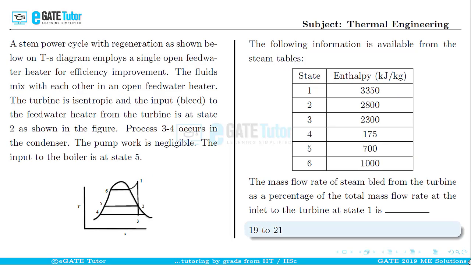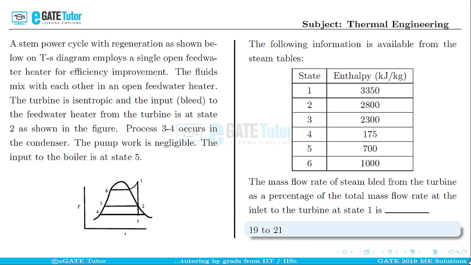This question is from thermal engineering for 2 marks. A steam power cycle with regeneration as shown below on a TS diagram employs a single open feed water heater for efficiency improvement. The fluids mix with each other in an open feed water heater. The turbine is isentropic and the input bleed to the feed water heater from the turbine is at state 2 as shown in the figure.